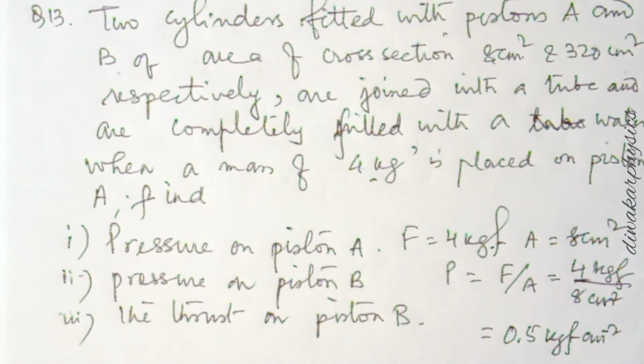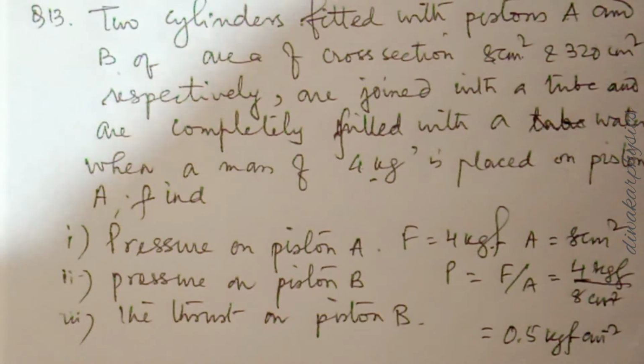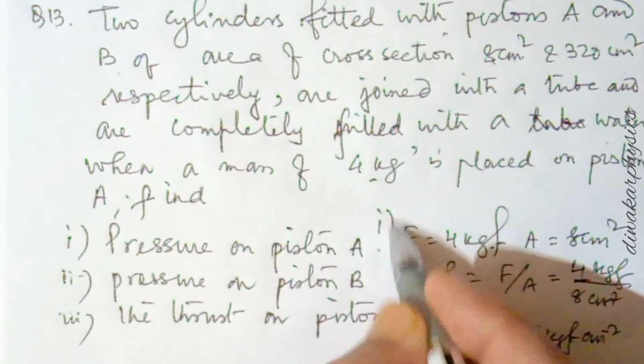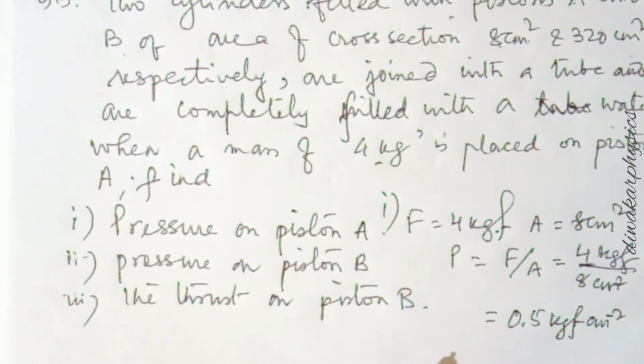This one. So you can write like this. If you want to convert this into meter square, you can convert it, no problem. You can express it like this. Okay, so this is the first part. Now second part, pressure on piston B.